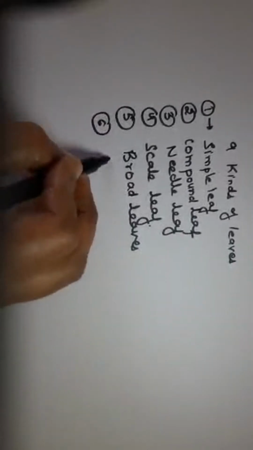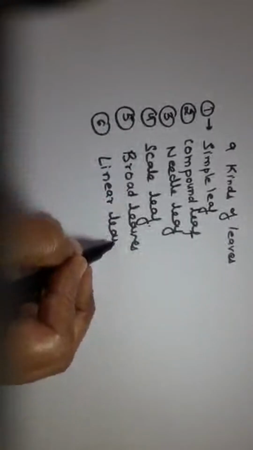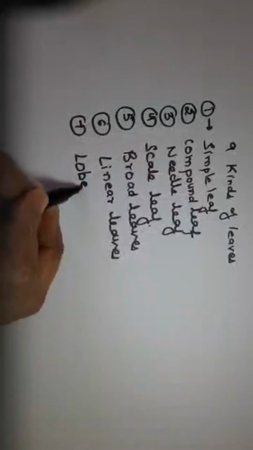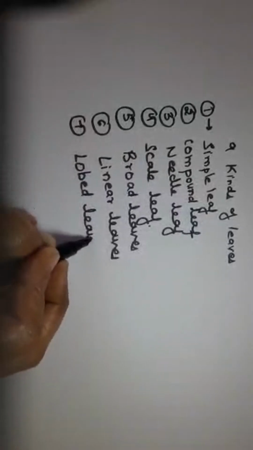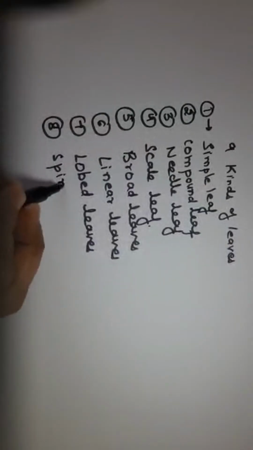The sixth one, student, is the linear leaves. The seventh one is the lobed leaves. The eighth one is the spiny leaves. And the ninth one is the perfoliate leaves. Okay, students, so there are now a total of 9 kinds of leaves. Now let's understand one by one.